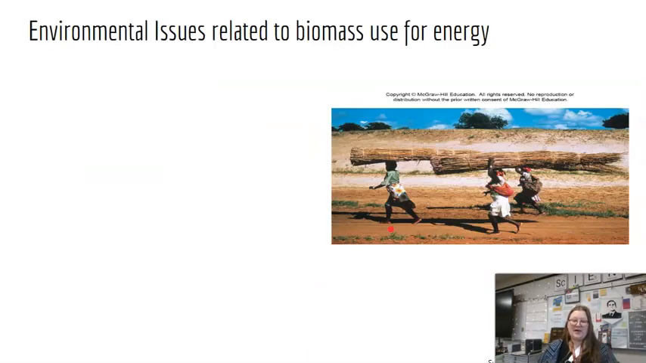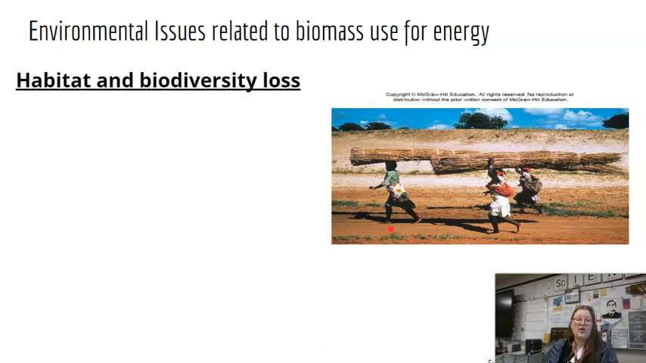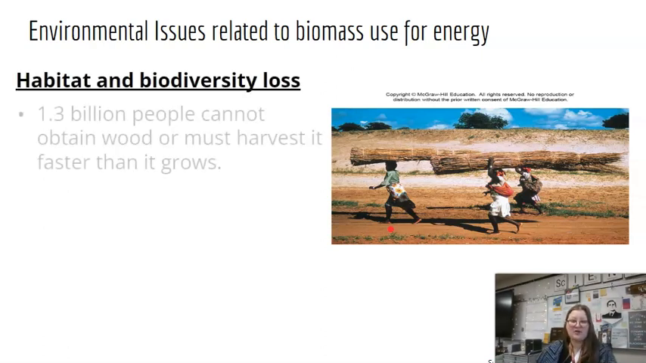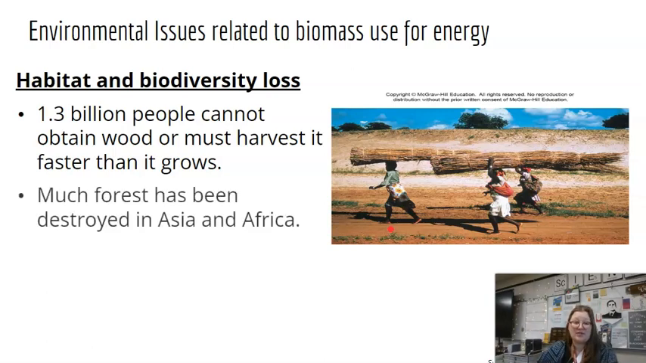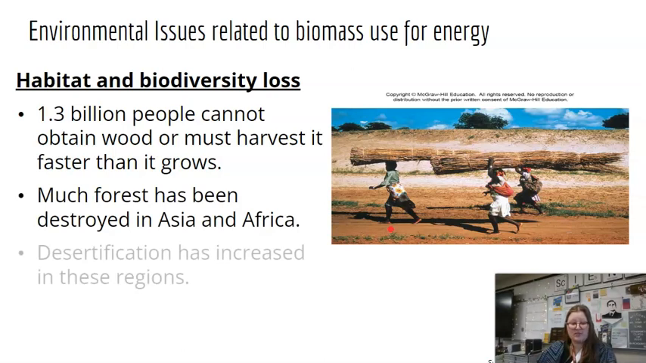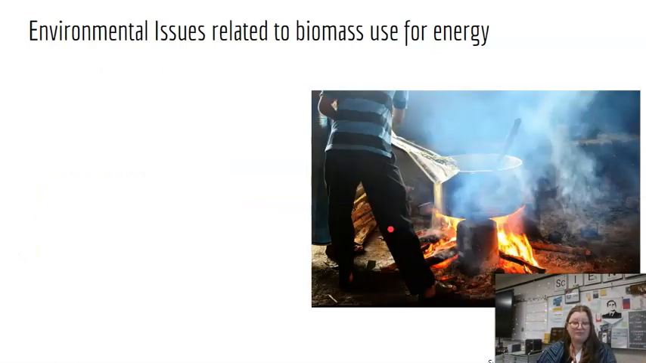Now, while biomass is a renewable energy, there are negative environmental impacts with almost every source of energy that we're going to talk about. So with biomass, we have habitat and biodiversity loss. So 1.3 billion people cannot obtain wood or must harvest it faster than it grows, which is going to lead to habitat and biodiversity loss. Specifically in Asia and Africa, most of the forest has already been destroyed. And then desertification, which is when the soil kind of dries out and turns into like a desert, has increased in these regions because we're getting rid of the plant life.